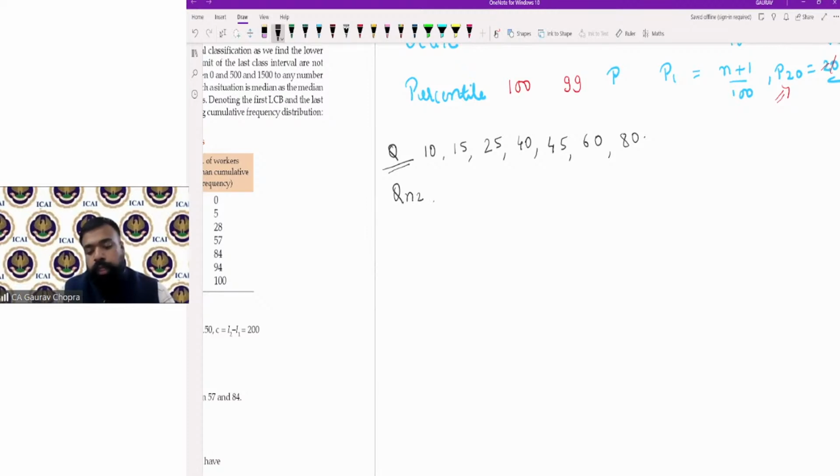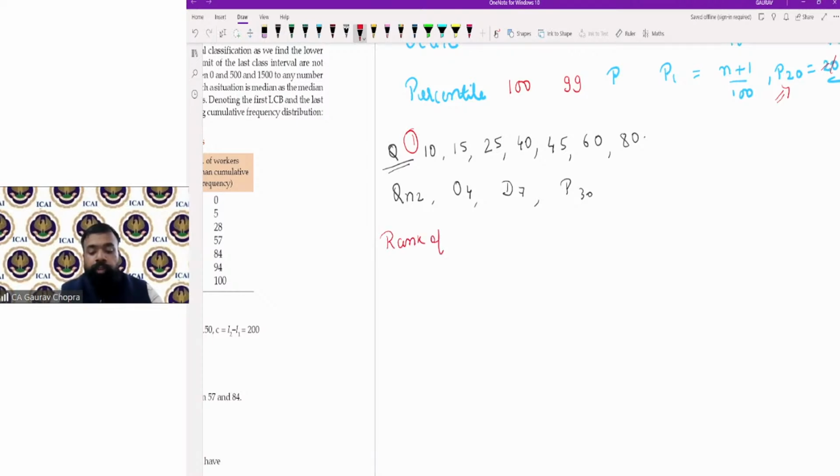Now you have to calculate Qn2, then O4, D7, and P30. All these you have to calculate. Now, how can we calculate? Let us start. The first thing is arrangement. Arrangement is already done. The series is already available in ascending order. Now, what is the next step?